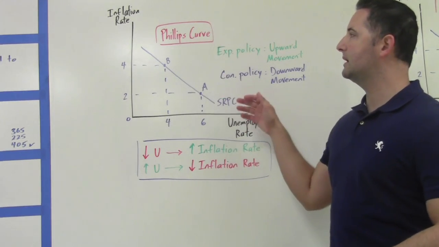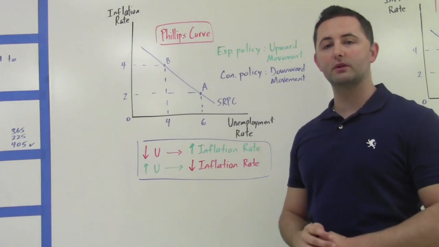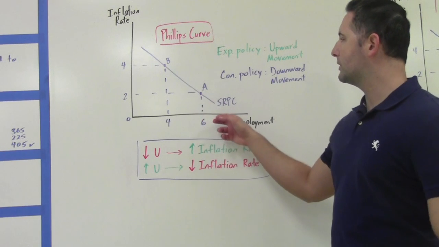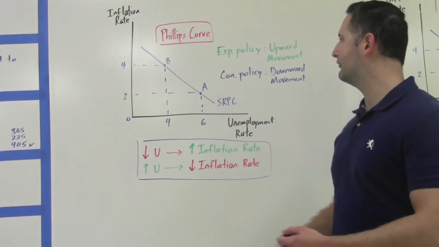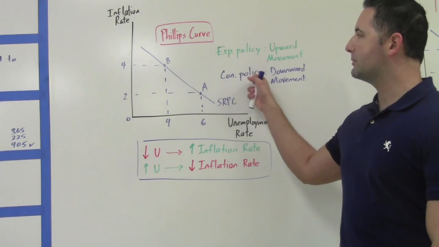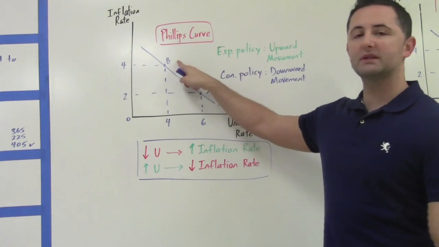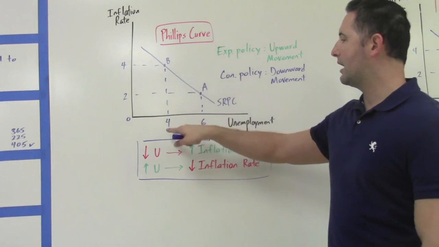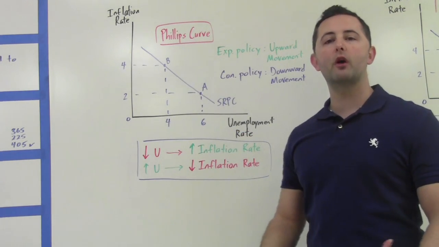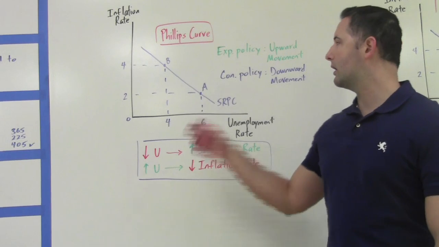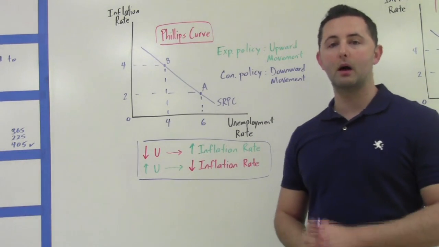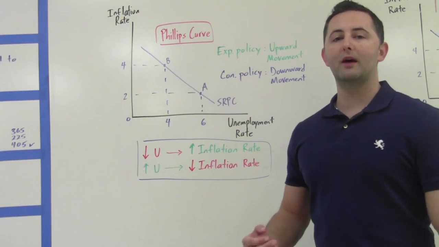That's the basic idea here, that they are negatively or inversely related. As the unemployment rate decreases, the inflation rate is going to increase, and vice versa. Contractionary policy: if we were operating at 4% inflation and a 4% unemployment rate and the government thought that 4% inflation was too high, they could try to bring it down by introducing contractionary policies, which would have the opposite effect.